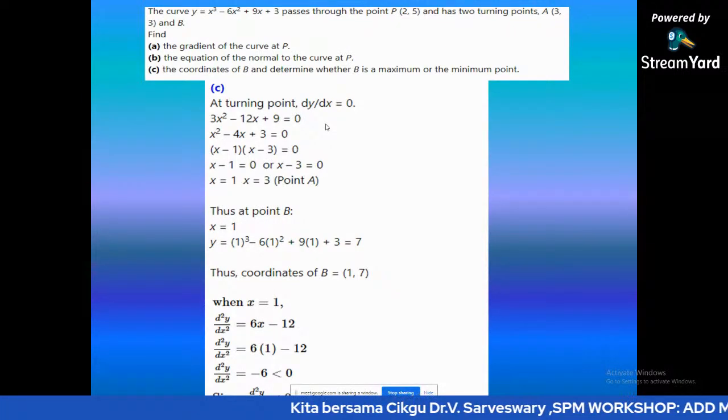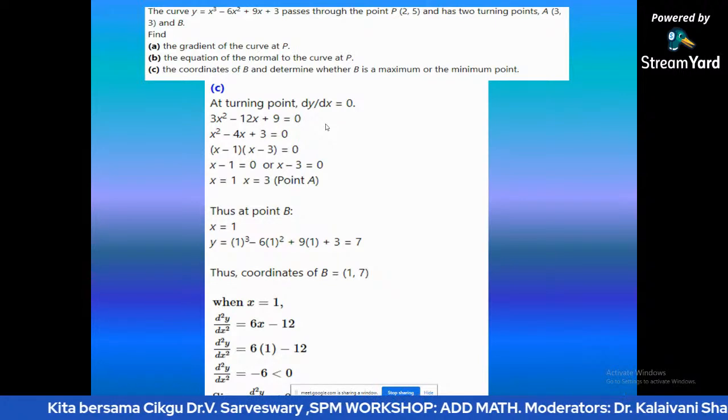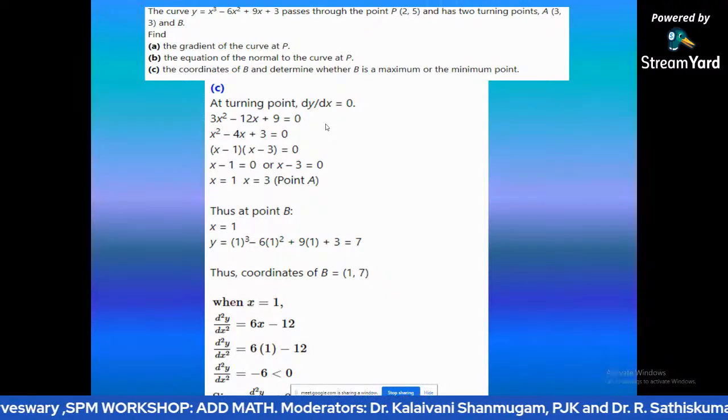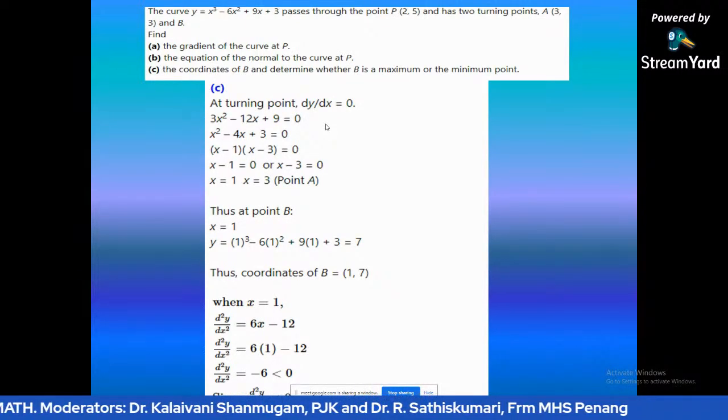Then you need to determine whether this coordinate is maximum or minimum. So that's the reason teacher asks you to highlight. When you highlight, you won't stop. You know what the objective is, what the final answer is. What they want is important.